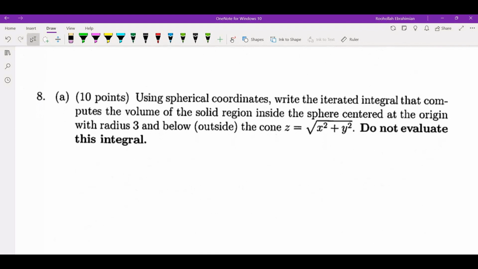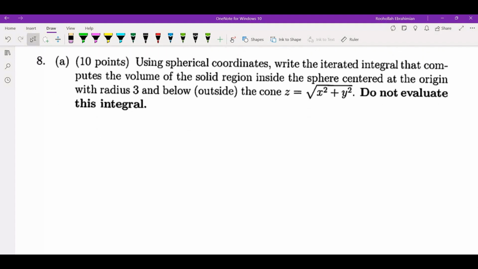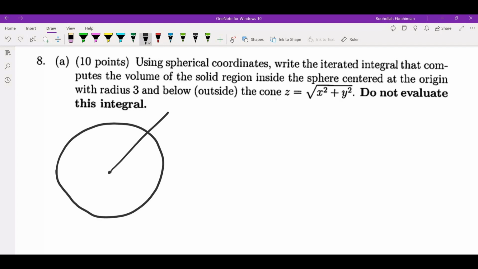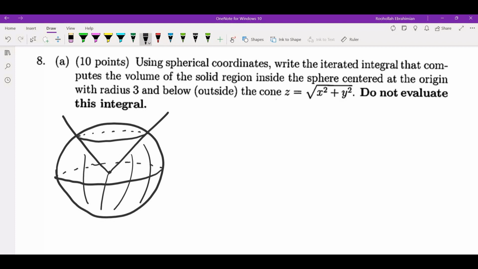Okay, so next problem. Using spherical coordinates, write the iterated integral that computes the volume of the solid region inside the sphere centered at the origin with radius 3 and below this cone. So let's draw the region first. We have inside the sphere and below the cone. We are given this cone and we are trying to find the volume of this region. This is the region we're trying to find the volume of. And of course, the axes are as usual.